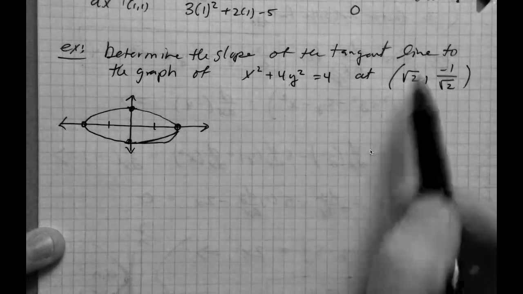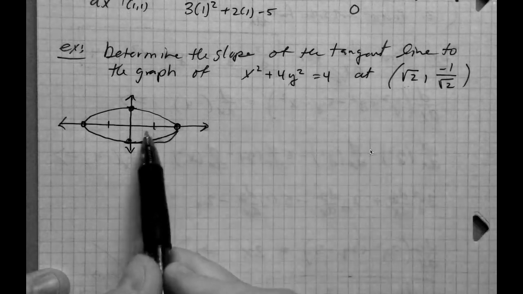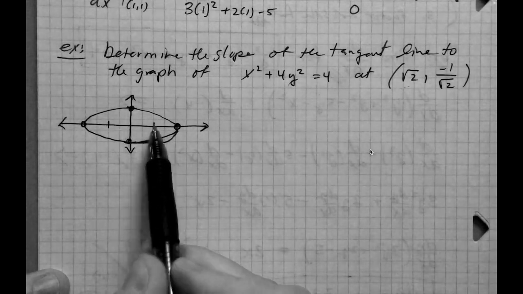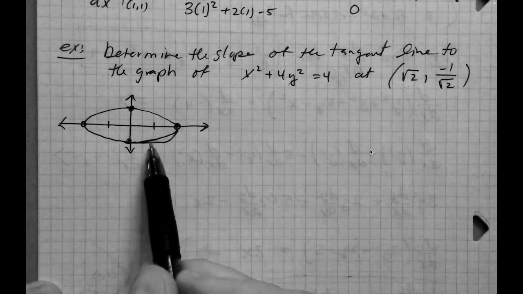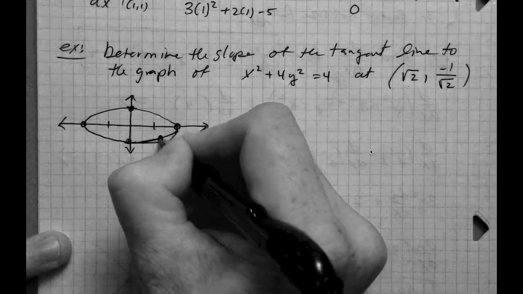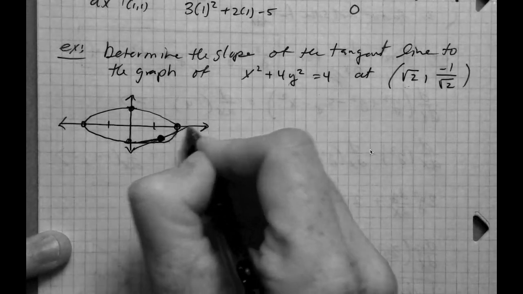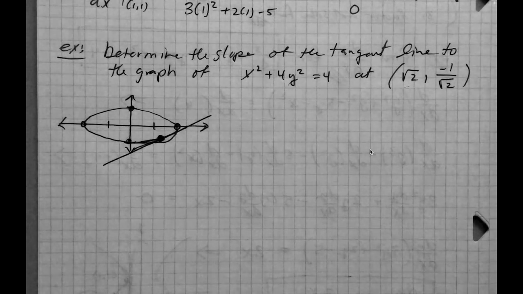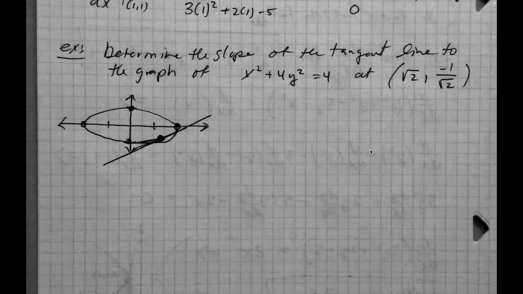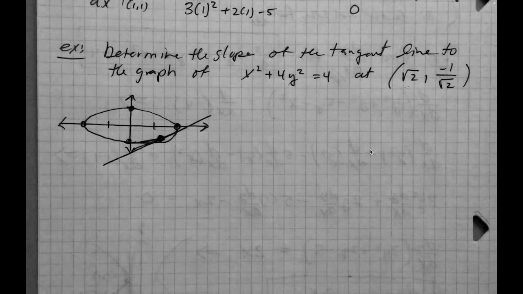Then the point we're interested in has x equal to square root of 2, which is a little bit past 1 on the x-axis, and y equal to -1 over square root of 2, so it's roughly this point here. We want to know the slope of the tangent line that cuts through that point. Well, we can do this.